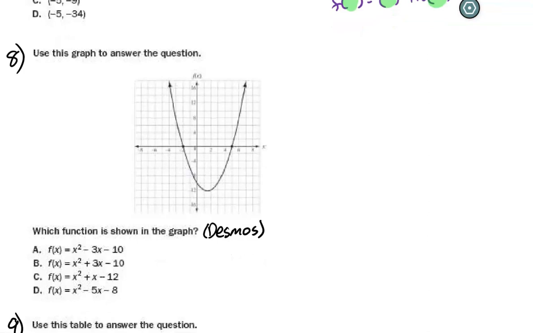Use this graph to answer the question. You're going to have to use Desmos again, but before we dive into Desmos, we're going to find some key points here. We want to have the solutions. So we know that this is 5, 0, and this is negative 2, 0. We want to know the vertex. The vertex is somewhere here, but that's not a perfect point. It's not whole numbers, so I'm going to leave those out. But I do have another number here that I can use, and that's this point right here. That's my y-intercept.